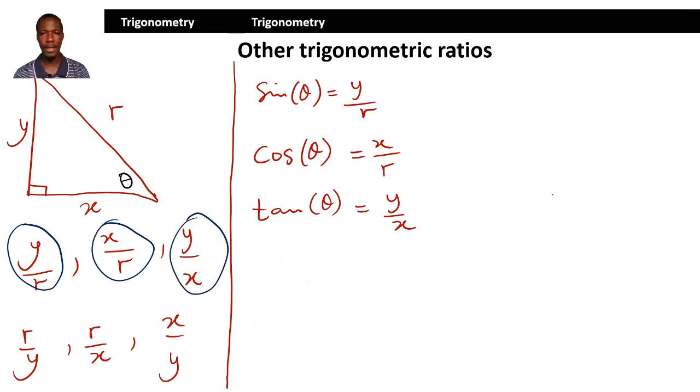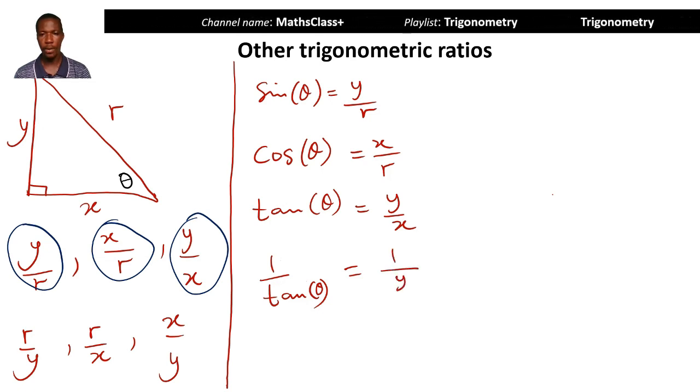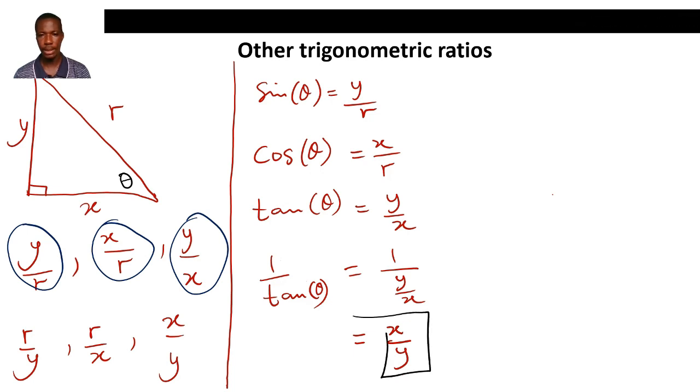Now, if we observe carefully, we can see that if I have 1 over tan theta, that is going to be 1 over y over x. Is that not so? And when I simplify, I'll get x over y. So we will say that this is the inverse of tan. So if you see x over y, it is the inverse of tan. Now let's apply it to r over x.